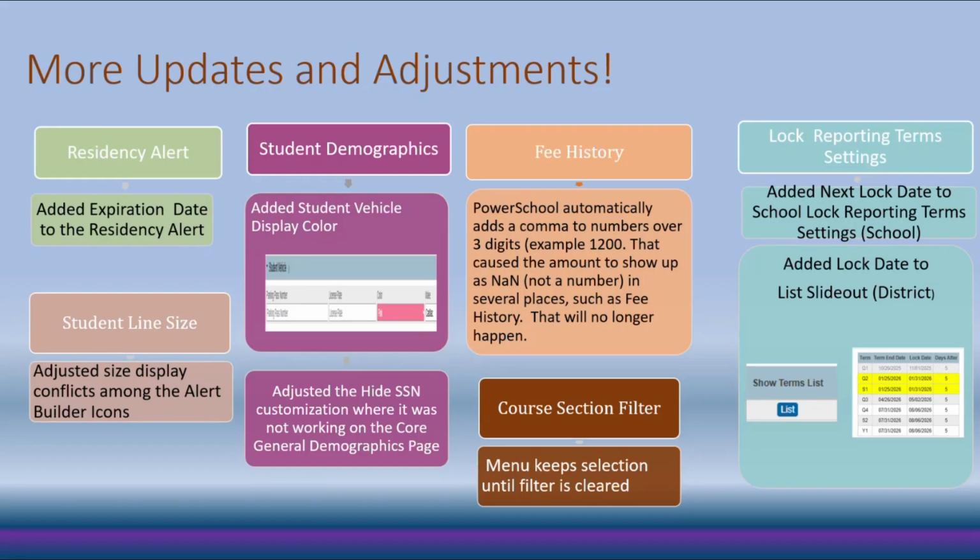On the student demographics screen, he has added a student vehicle display color. This was something we had a really long time ago, and with the new menu it went away. So Corey's recreated that, where when you're putting in the student vehicle information, the make, the model, license plate, there's a drop down for color, and it's actually in color. You can choose the color of the car. So at a glance, it's a nice little feature.